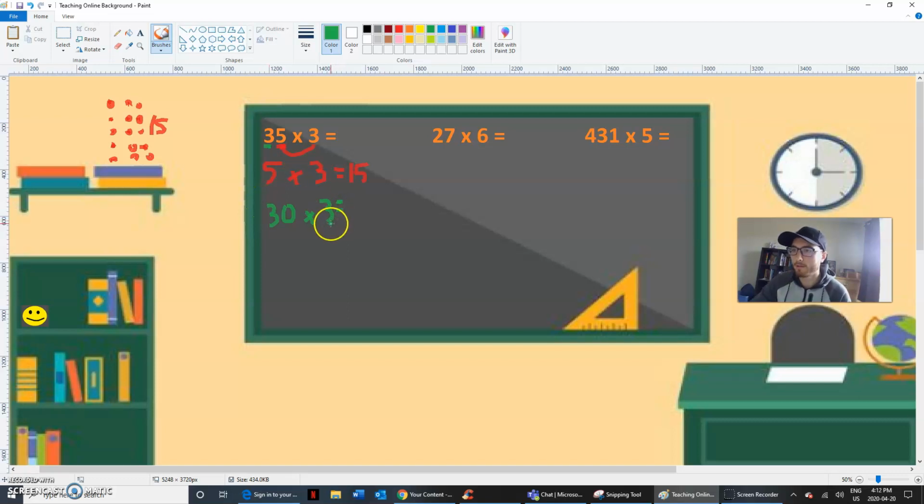So first, 3 times the 1's. 3 times 0 is, we know 0 times anything is always going to be 0. You remember us learning that in class? And you know your math facts, of course. You've been practicing. Now we go to the 10's. 3 times 3 10's is, what is that again? 9. 9 10's. So 3 times 30 equals 90.